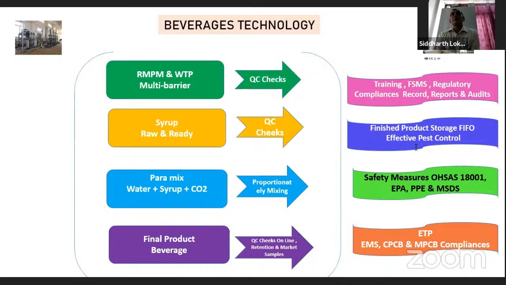Whatever water you have treated should be subjected to physical and chemical tests, which is highly essential. Then syrup, in syrup also the same, it is one of the best raw materials for the beverage industry. Similarly, it should be checked for color, turbidity, and many impurities. And the same thing we apply in the Paramix. Paramix is nothing but a mechanical device where we proportionately mix water, syrup, and CO2 together.